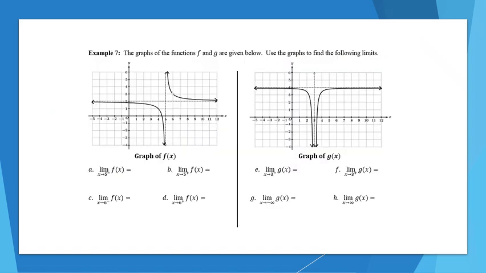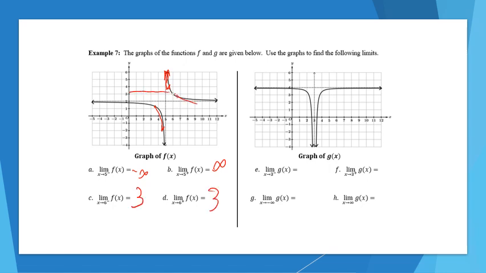Example number 7 is looking at graphs and getting the limits from those. So the graphs of f and g are given below. Use the graphs to find the limits. So as x approaches 5 from the left-hand side, this is going down to negative infinity. But as we go in from the right, this is going up to positive infinity. As we approach 6 from the left-hand side, this is approaching a y value of 3, and the same from the right-hand side, right?